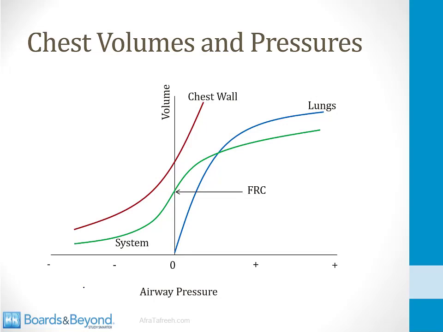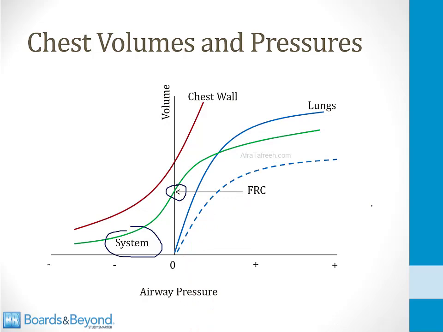And now let's talk about what would happen to the pressure-volume relationship of the entire respiratory system as a whole if we had a change in lung compliance. So here's the graph we looked at earlier. The green line shows the pressure-volume relationship of the respiratory system as a whole. And this point right here is the FRC, where the lungs come to rest after a quiet breath. If we had a change in lung compliance, the lung curve would look something like this.